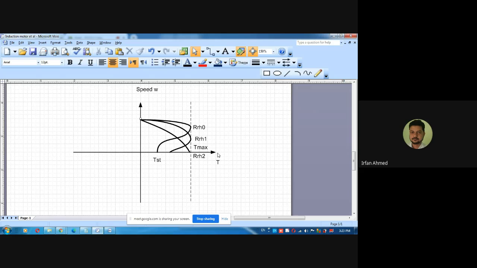So linear induction motor, sir. Where are you getting all these ideas? Linear, because this graph is linear, so we are saying linear induction motor. Is it so?